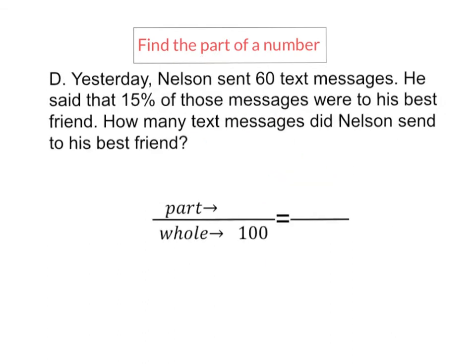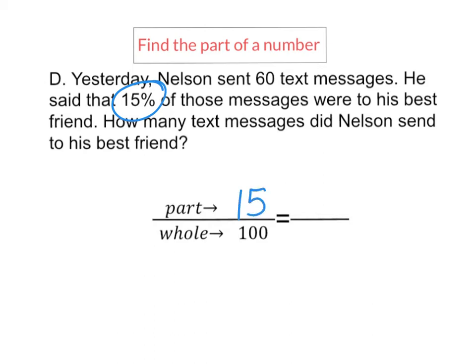Yesterday, Nelson sent 60 text messages. He said that 15% of those messages were sent to his best friend. How many messages did Nelson send to his best friend? So again, here is 15%. So I'm going to put that in my ratio.